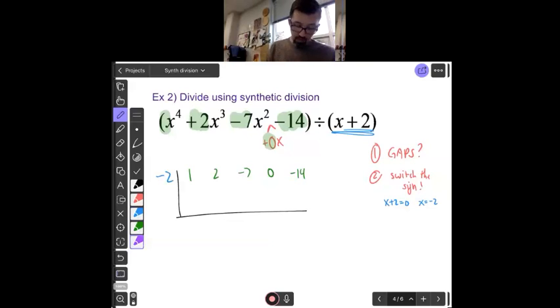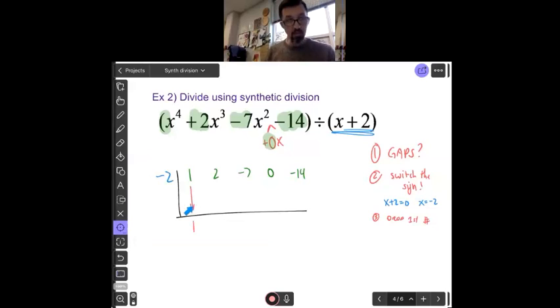And then the third most common mistake I've seen over the years that I've taught this is the first number, which we drop. That comes just straight down below the line. Nothing happens to it. I've seen students put it over here, or they multiply it by negative 2 as they bring it down. It just needs to come straight down.